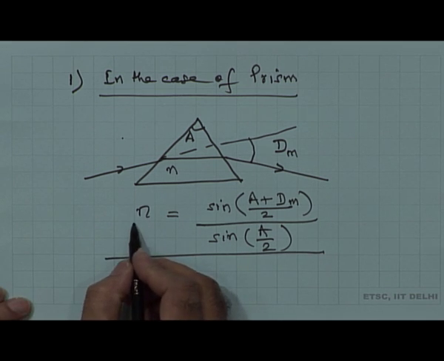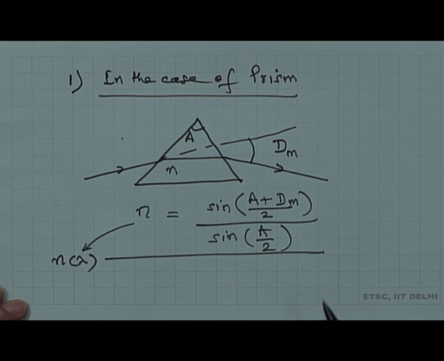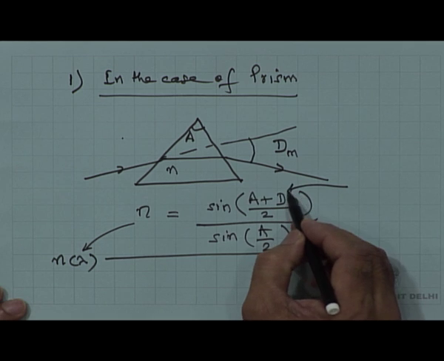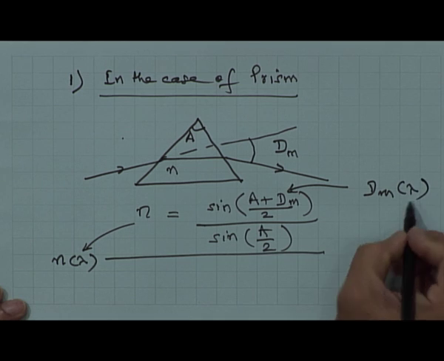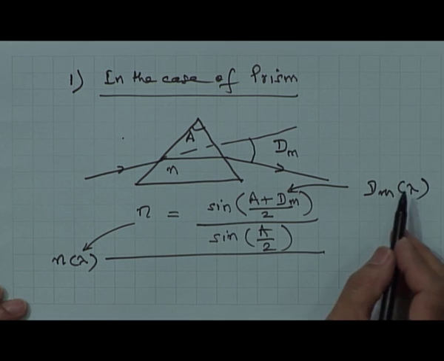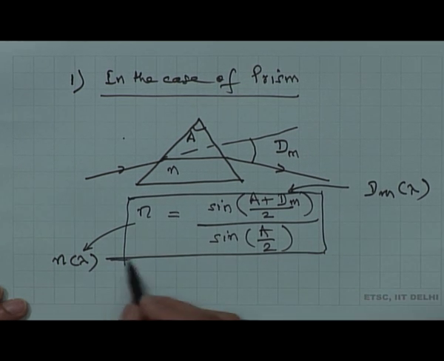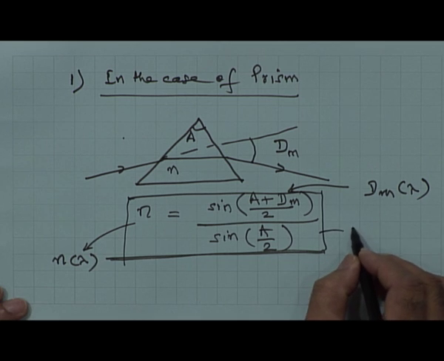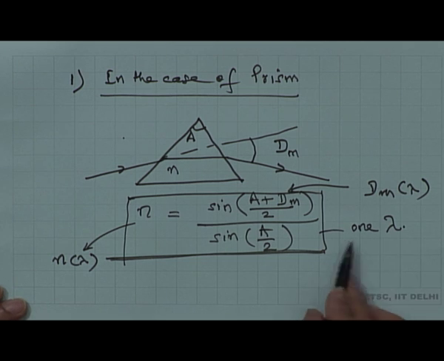But we said n is a function of lambda, and therefore, strictly speaking, A is a constant and therefore, the deviation here D_m is also a function of lambda, and this formula is strictly correct only for a given wavelength, one lambda. It is correct for one lambda.